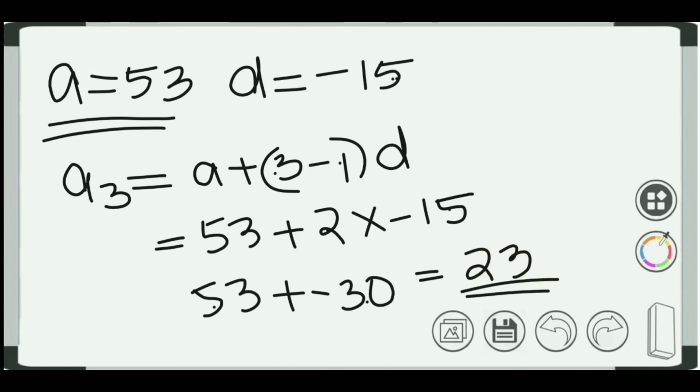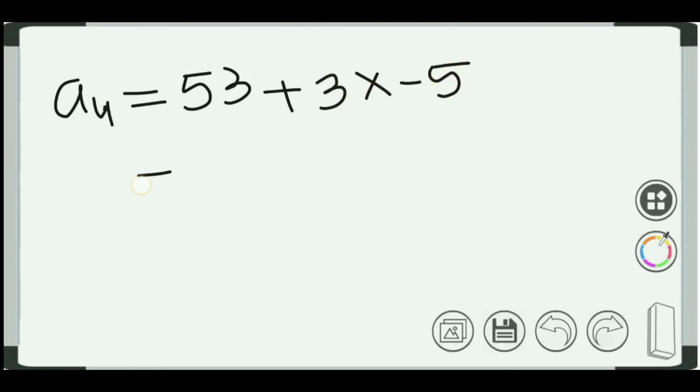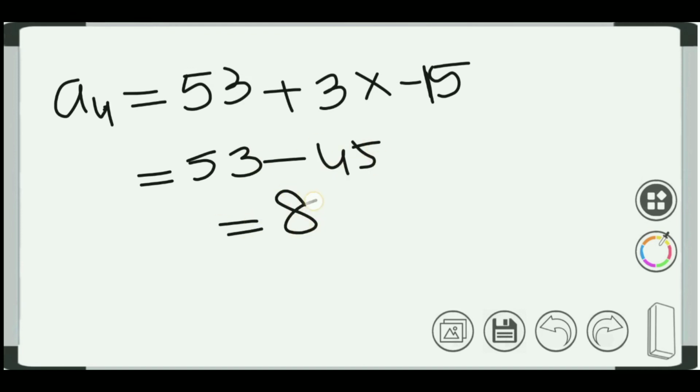Same way you can find the fourth term. A4 is equal to A plus, that is 53 plus n is 4. 4 minus 1, 3. 3 into D. D is minus 15. So 53 plus 3 into minus 15. 15 into 3, 45. 53 minus 45, 8. So you got the fourth term as 8.